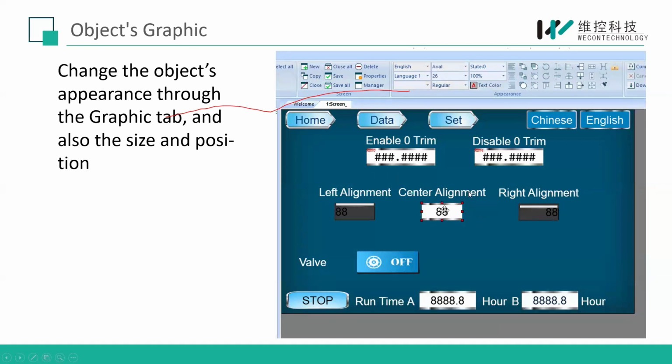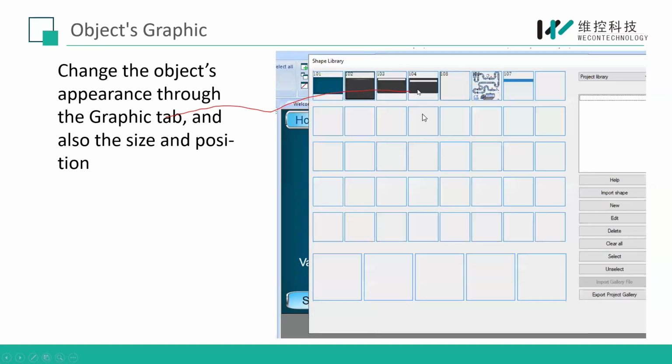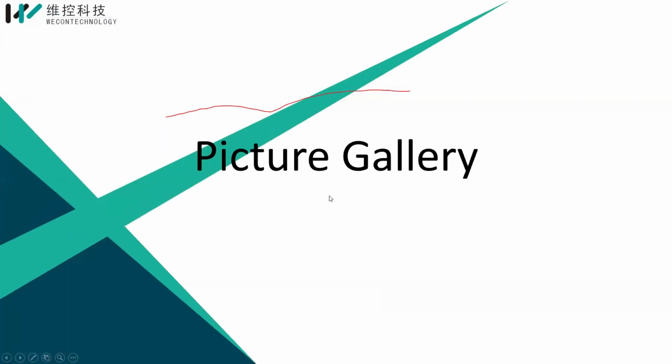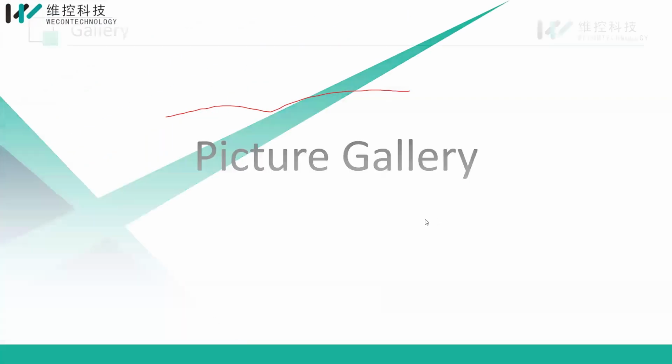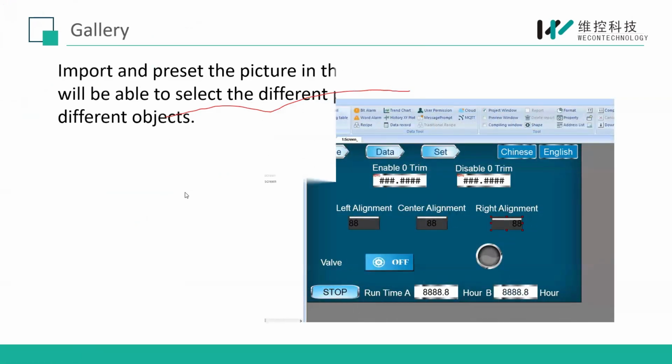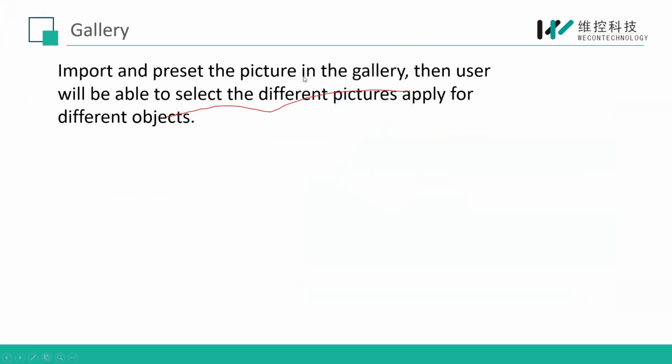I think you know about this. Go to the graphics and shape option, and you can select your shape accordingly. The second one is the picture gallery. Import and preset the pictures in the gallery. Then the user will be able to select different pictures and apply them for different purposes.